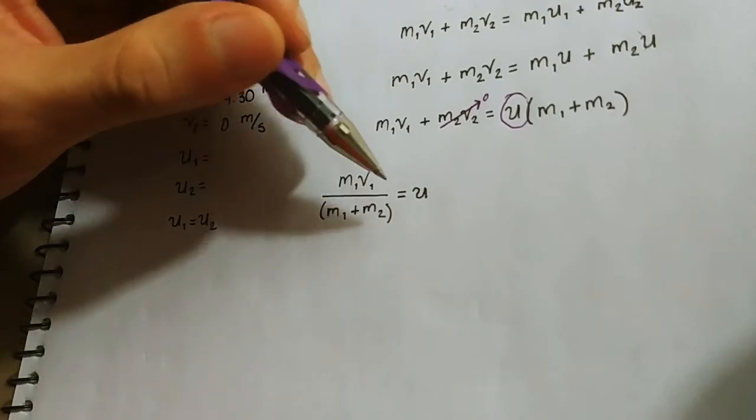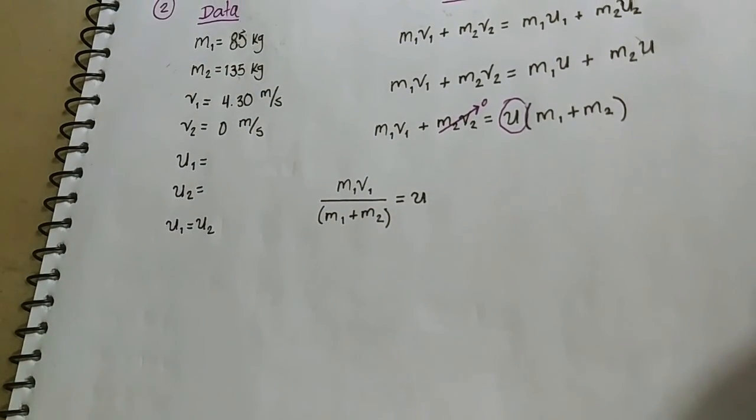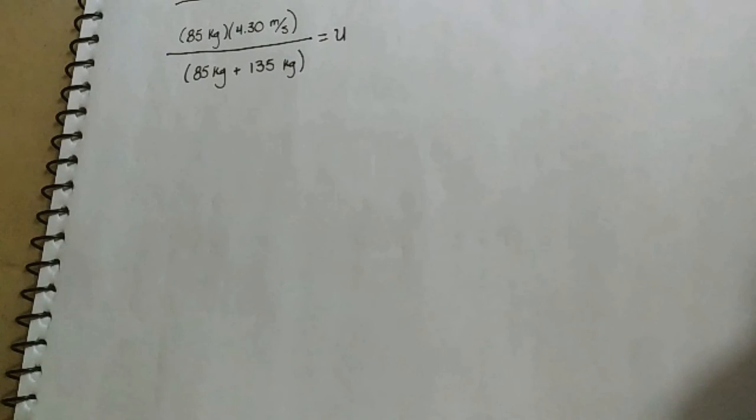Now we input the data and we obtain the final velocity of both objects. After inputting the data, you now solve and you're going to obtain the final velocity. Please pause the video and do it by yourselves. Now we have both the final velocity of the boat and the fisherman on top.